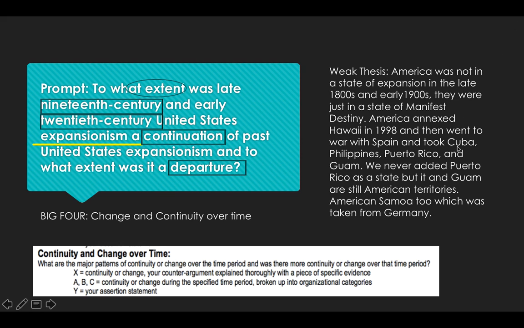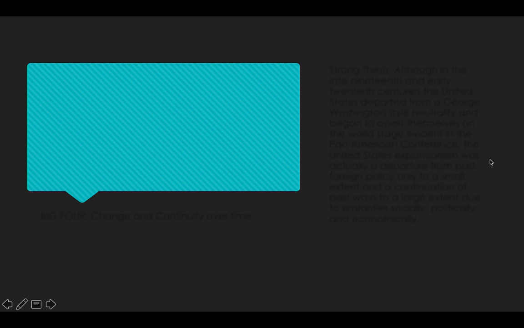Okay. Couple things here. It's not answering the question. Okay. Starts to try. They were in a state of manifest destiny. That's starting to try and argue that it's a continuation, but it doesn't make it clear. Also, these things here are just facts, absolute facts, and wrong facts at that. America annexed Hawaii in 1998. Not true. Okay, so we did annex Hawaii, but it was not in the 90s. Okay, so careful, careful, careful.